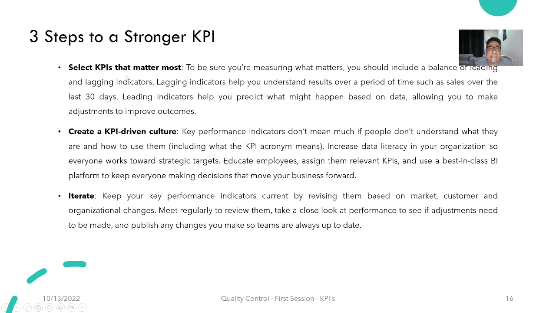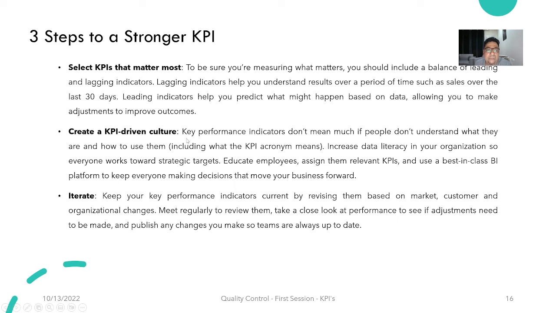The first one is select KPIs that matter most. To be sure you are measuring what matters, you should include a balance of leading and lagging indicators. Lagging indicators help you understand results over a period of time, such as sales over the last 30 days, or, as we said, our KPI report for our materials and work inspection requests. So we choose the matters or cases that matter most that we need to check.